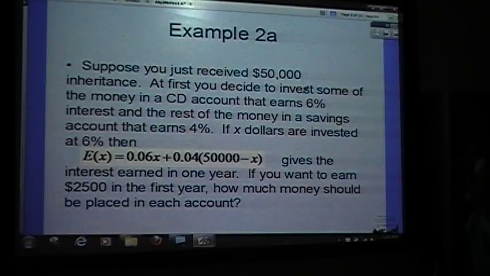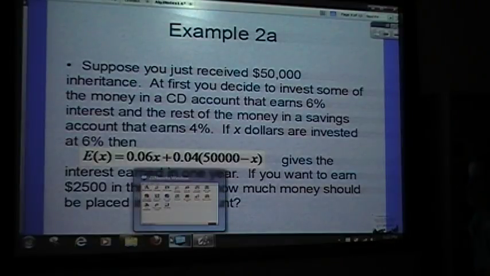Suppose you just received $50,000 inheritance. Woohoo! Sorry someone died, but that's exciting. At first, you decide to invest some of the money in a CD account that earns 6% interest and the rest of the money in a savings account that earns 4%. If x dollars are invested at 6%, then E of x equals 0.06x plus 0.04 times 50,000 minus x gives the interest earned in 1 year. If you want to earn $2,500 in the first year, how much money should be placed in each account?